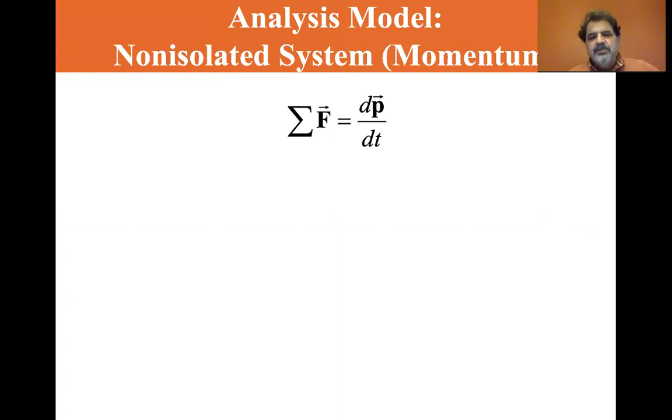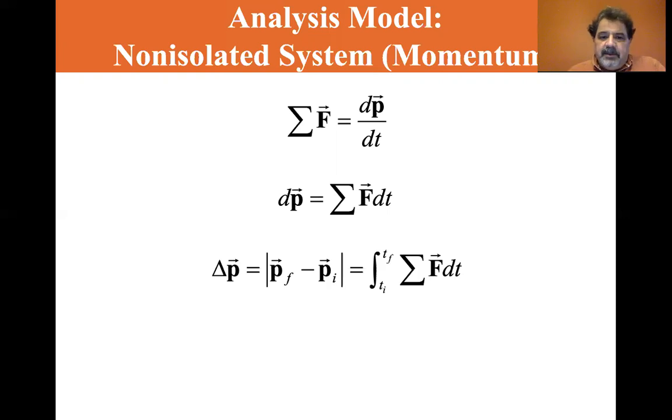This is the way Isaac Newton expressed it, as opposed to force equals mass times acceleration. So the sum of the forces equals the time rate of change of momentum. So we can see that dp is equal to the sum of the forces dt. And so we see that the change in momentum, delta p, p final minus p initial, is equal to the integral from initial time to final time of the sum of F dt.